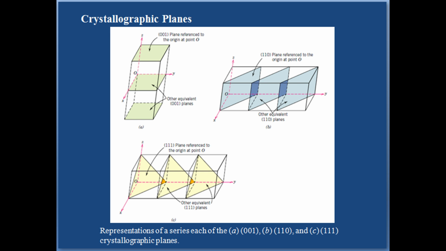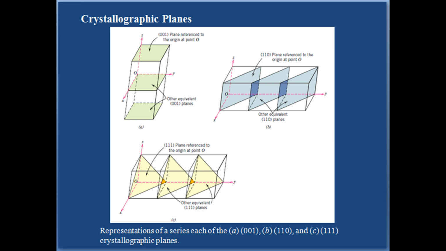Then the fourth step is, if necessary, these three numbers are changed to the set of smallest integers by multiplication or division by a common factor. It is our fourth step. Now we will move towards the final step, that is the fifth. Finally, the integer indices not separated by commas are enclosed within parentheses. Thus, we can write this as (hkl).